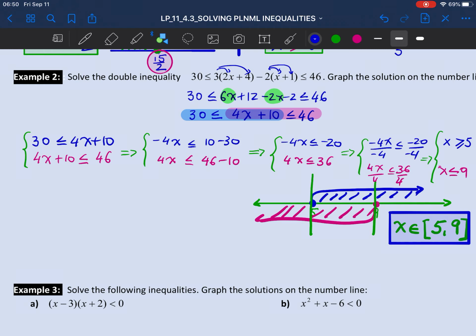Now, there is a shorter way of solving this inequality. So if I call this the long way, then the short method will go this way.